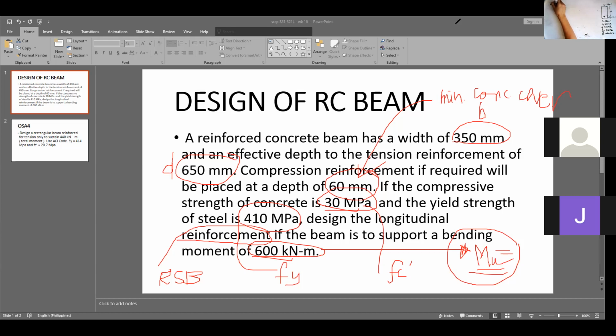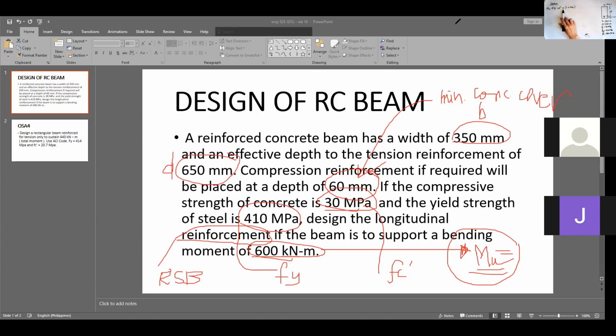is to determine the design coefficient. So we start with Mu. Mu is equal to theta f'c b d squared w (1 minus 0.59 w), wherein Mu is the ultimate bending moment, theta is the strength reduction factor, f'c is the compressive strength of concrete, b is the width of the beam, d is the effective depth of the beam, w is the design coefficient.